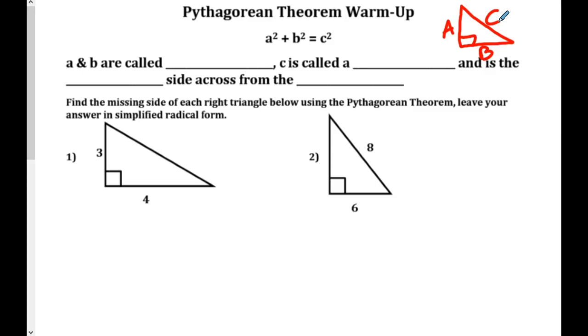If you think of the stick guy, these are his legs. So A and B, the two you stand on, those are called the legs of a right triangle. And C is called, like we just said, the hypotenuse. So C is across from the two legs, the hypotenuse.